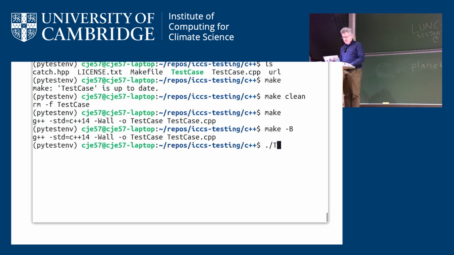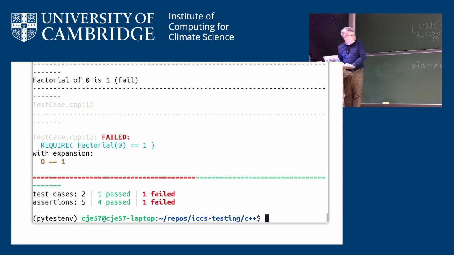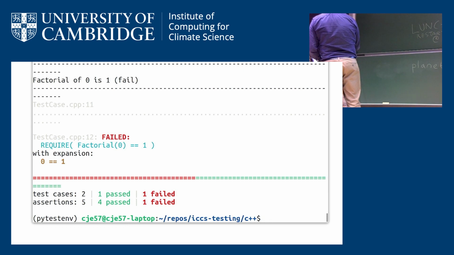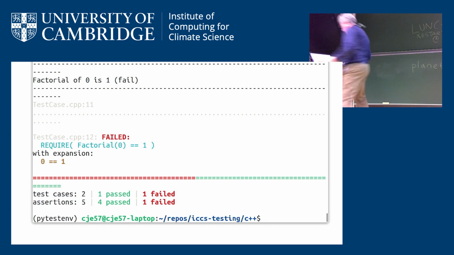And so if we run test case, we see we have some cases that pass and some that fail. At least one that fails. So there's test case.cpp line 12 failed. It requires that factorial of 0 equals 1, and 0 is not equal to 1.